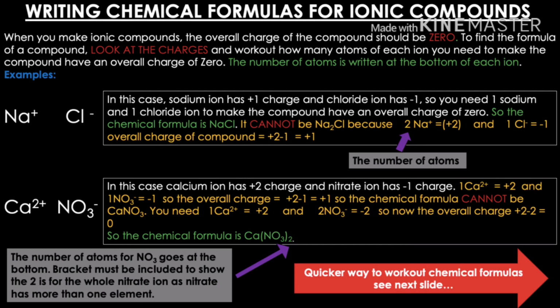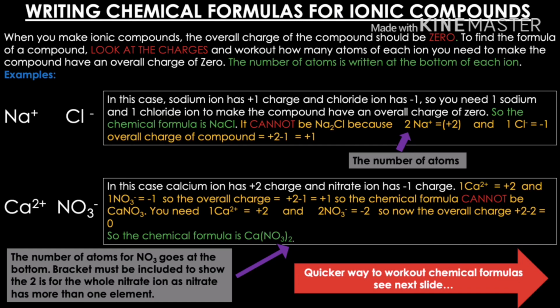Let's look at the first example. So that's Na+ and Cl-. In this case, the sodium ion has a +1 charge and the chloride ion has a -1 charge. So you need 1 sodium ion and 1 chloride ion to make the compound have an overall charge of 0. So the chemical formula is NaCl. It can't be Na2Cl because 2 sodium ions will give you a +2 charge and 1 chloride ion will give you a -1 charge. This makes the overall charge of the compound +1, which can't happen as the compound should have an overall charge of 0.